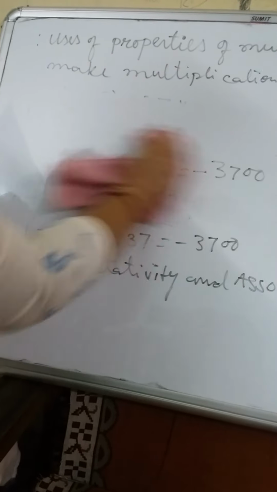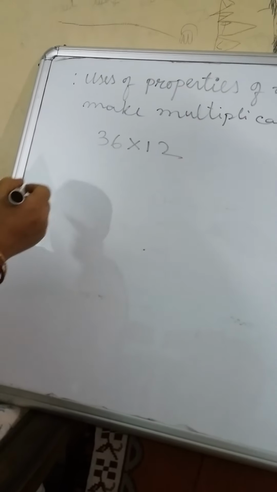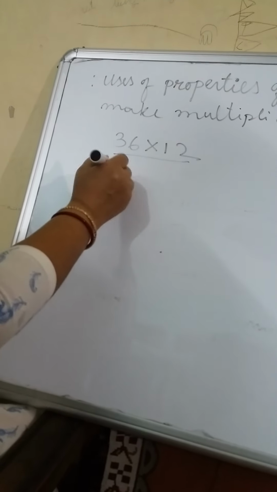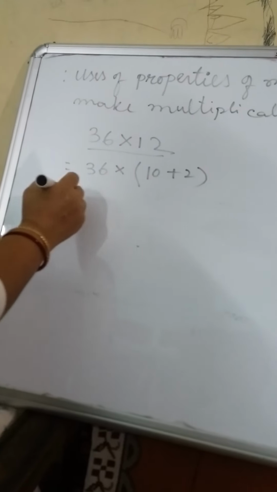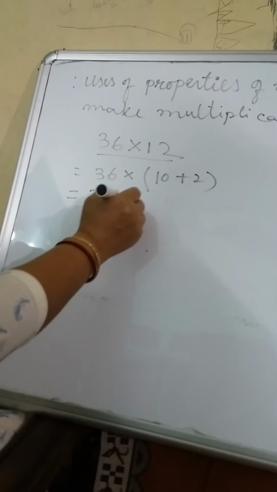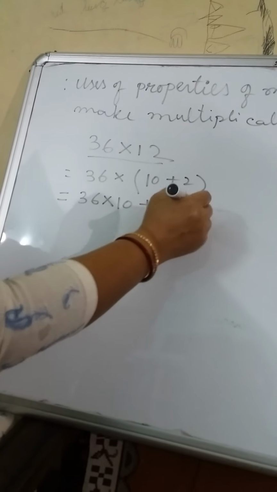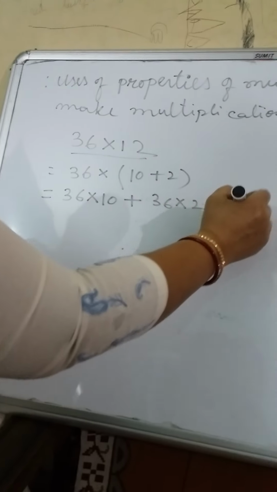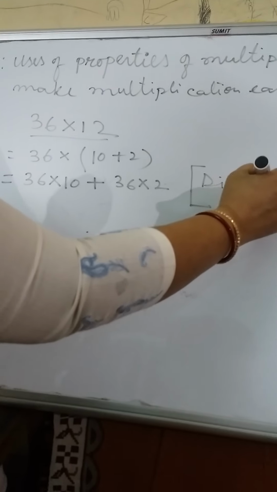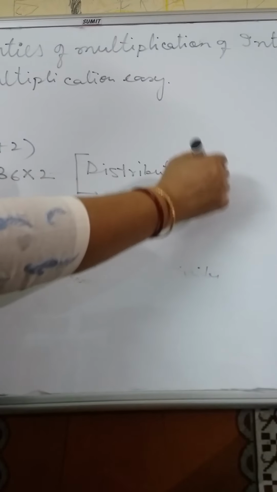Say, find the value of 36 into 12. This can be written as 36 into 12, and I can write 12 as 10 plus 2. So 36 into 10 plus 36 into 2. Which property have I used? I have used the distributive property.